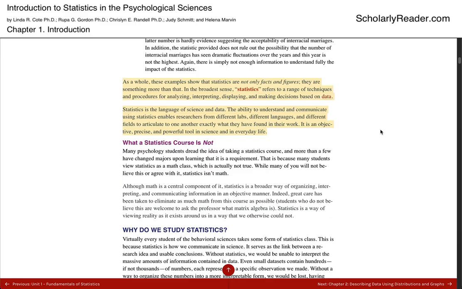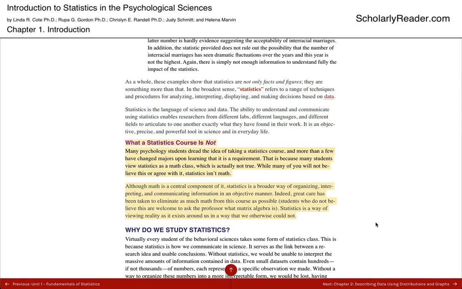In the broadest sense, statistics refers to a range of techniques and procedures for analyzing, interpreting, displaying, and making decisions based on data. Statistics is the language of science and data. The ability to understand and communicate using statistics enables researchers from different labs, different languages, and different fields to articulate to one another exactly what they have found in their work. It is an objective, precise, and powerful tool in science and in everyday life.